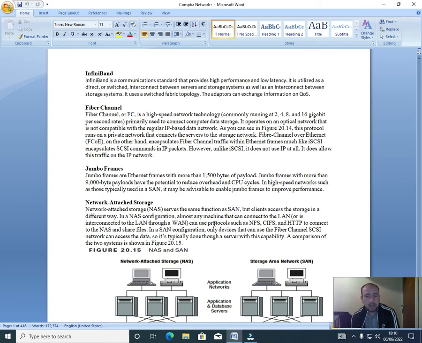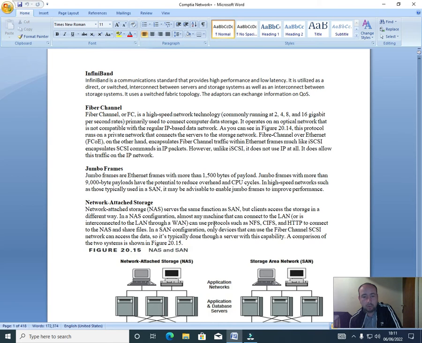Fiber channel, or FC, is a high-speed network topology commonly running at 2, 4, 8 and 16 gigabit per second rates, primarily used to connect computer data storage. It operates on an optical network that is not compatible with regular IP-based data networks. As you can see in figure 20.14, this protocol runs on a private network that connects two servers to the storage network.